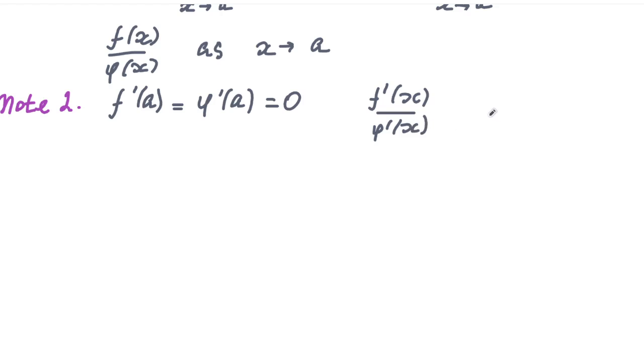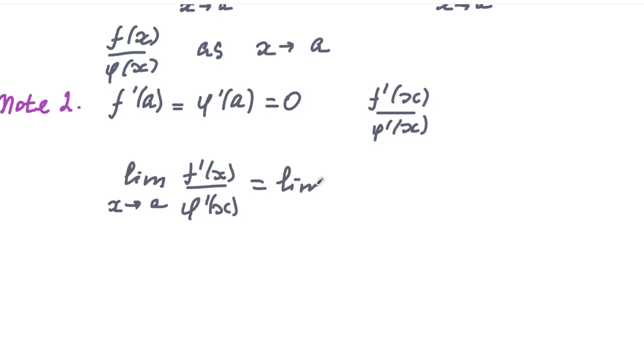we arrive at the formula: the limit as x approaches a of f prime of x over phi prime of x equals the limit as x approaches a of f double prime of x over phi double prime of x, and so forth. Consider the example.